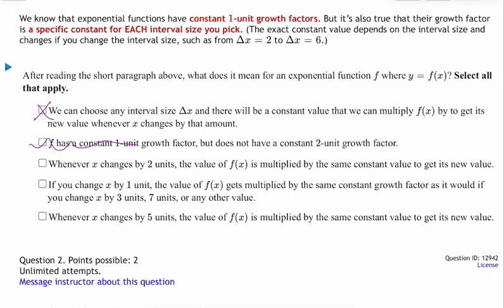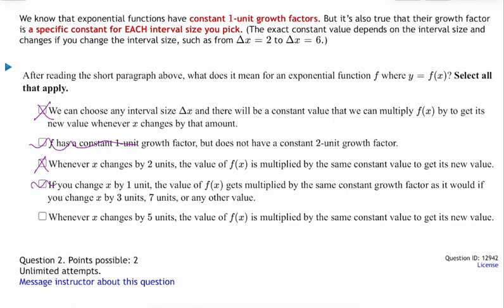Whenever x changes by 2 units, the value of f of x is multiplied by the same constant value to get its new value. I think that is a possibility. Let's see. Yeah, I think that's a possibility. If you change x by 1 unit, the value of f of x gets multiplied by the same constant growth factor as if you change x by 3 units.